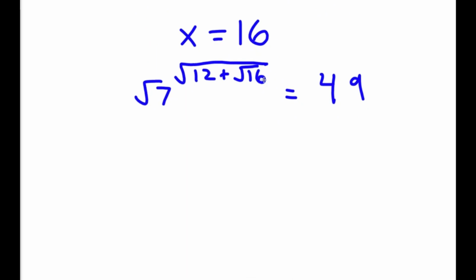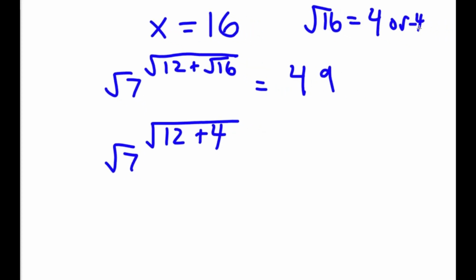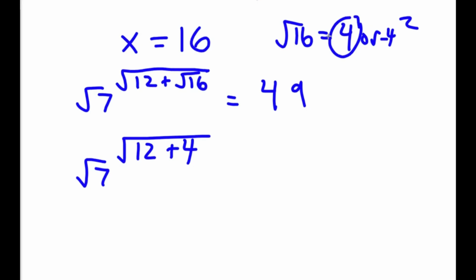Now the square root of 16 is actually equal to 4. So I have the square root of 7 to the power of the square root of 12 plus 4. And I know many of you out there have learned that the square root of 16 is equal to 4 or negative 4. However, when we are writing this, we only say 4. We do not say negative 4. Even though negative 4 squared is still equal to 16, the square root of 16 is still only positive 4.